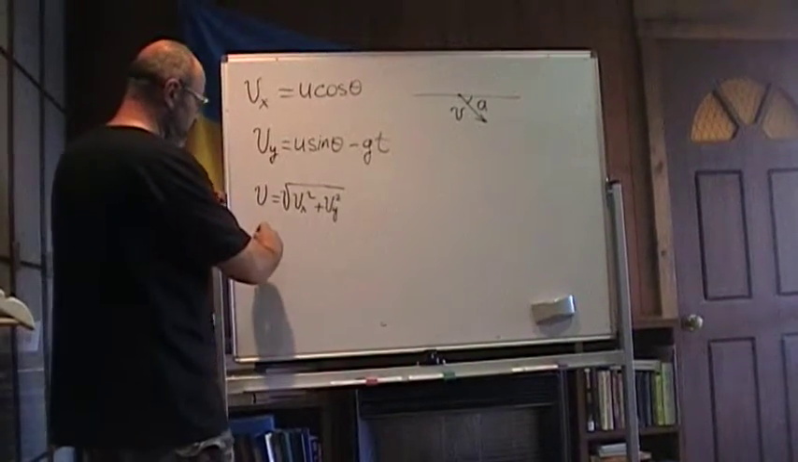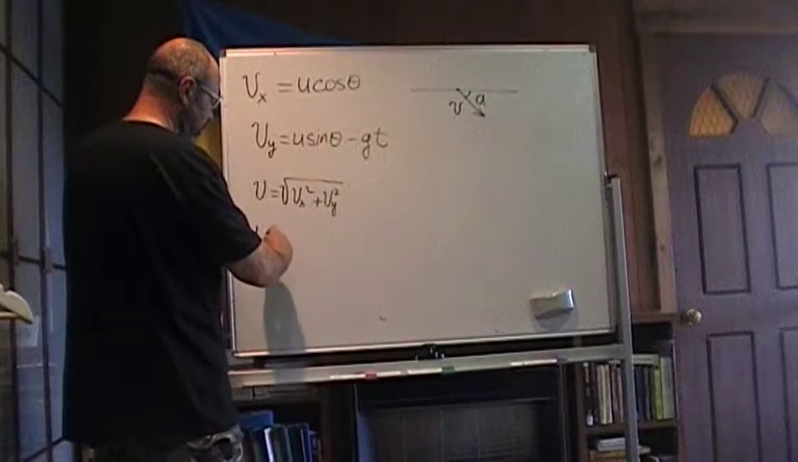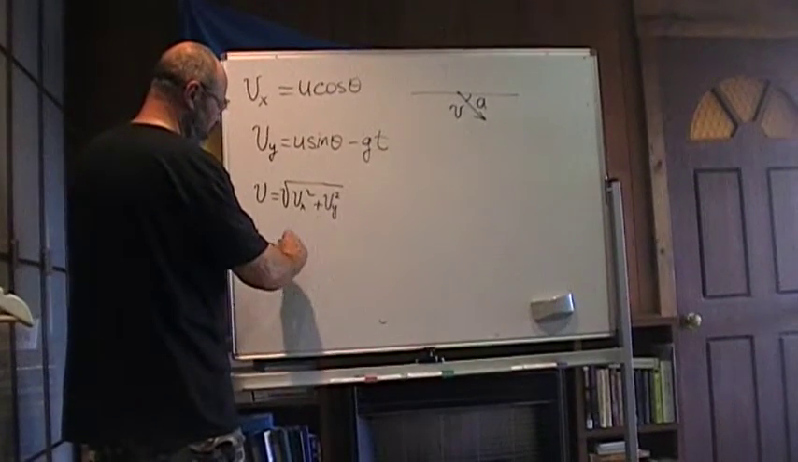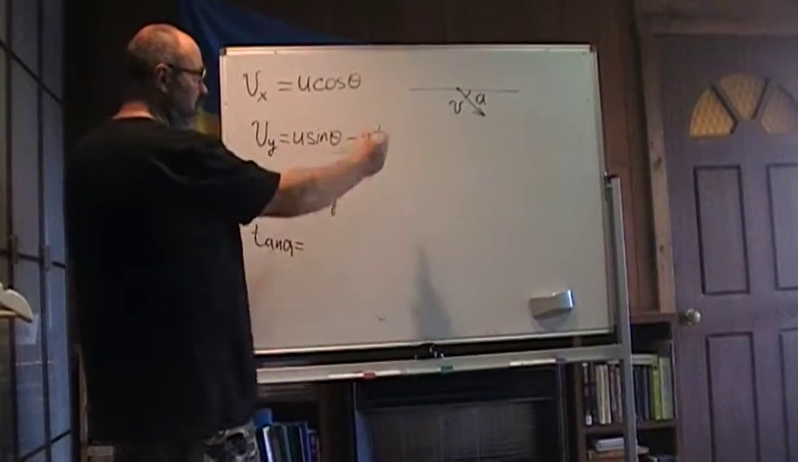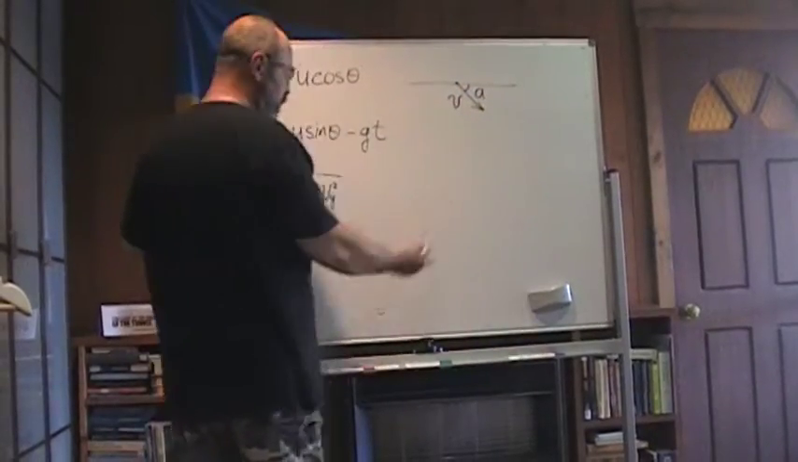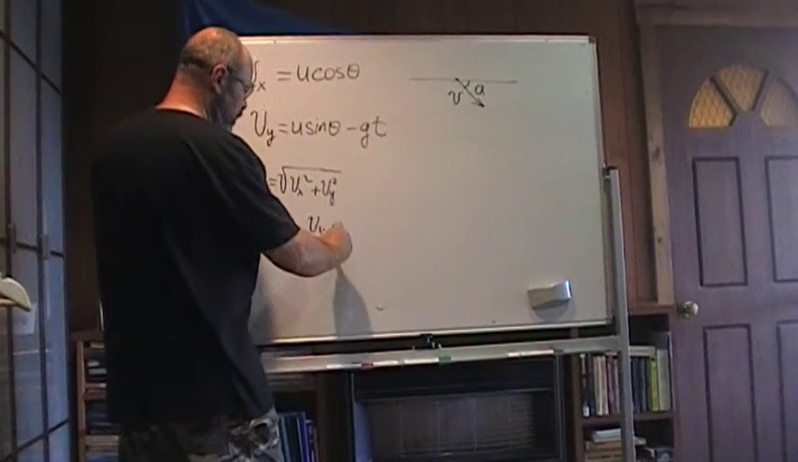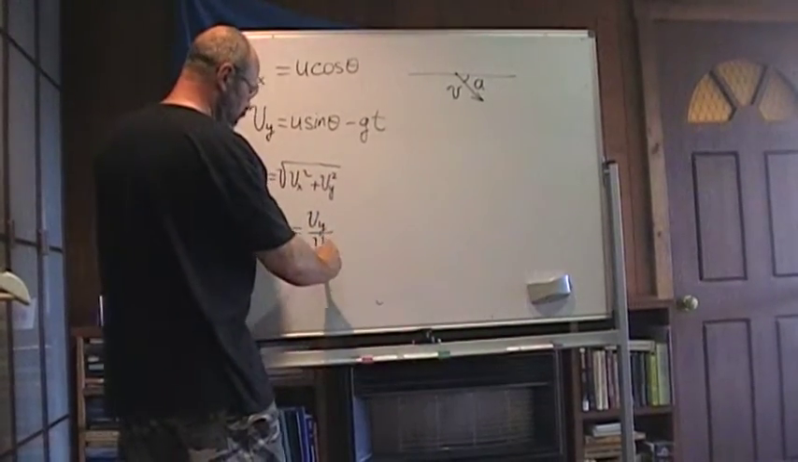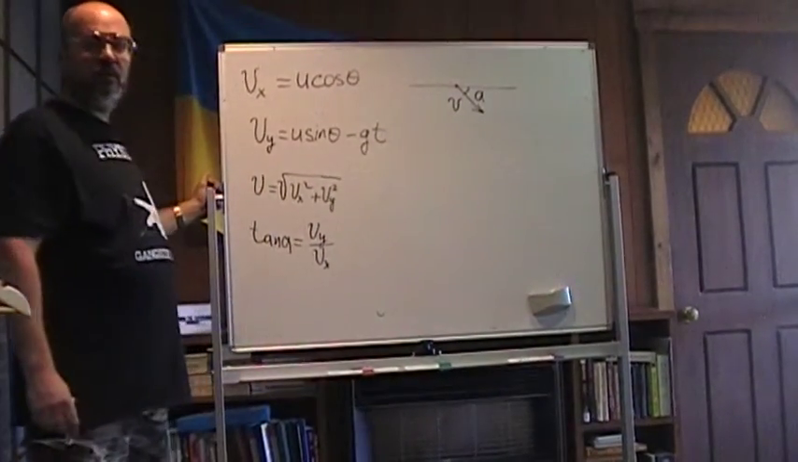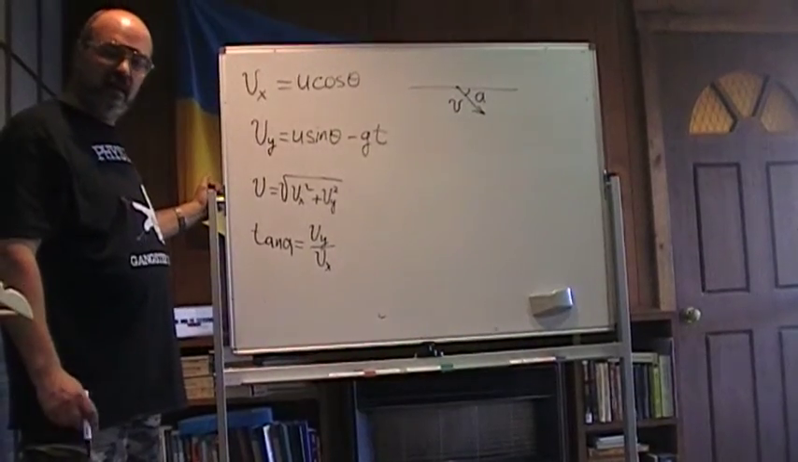And for the angle, we can use tan. Tan alpha will be equal to the opposite, which is the vertical component of the velocity, Vy, divided by Vx. So from here we can find the angle. That's all for today.